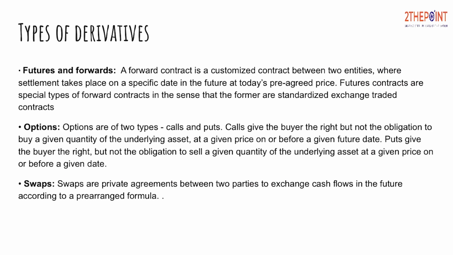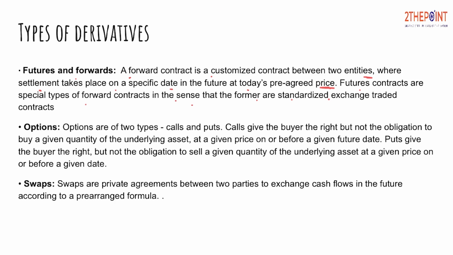Next is types of derivatives. First is futures and forwards. A forward contract is a customized contract between two parties where settlement takes place on a specific date in the future at a pre-agreed price. Now futures contracts are special types of forward contracts in the sense that the former are standardized as they are traded on a stock exchange. So first let us understand what forwards are all about.